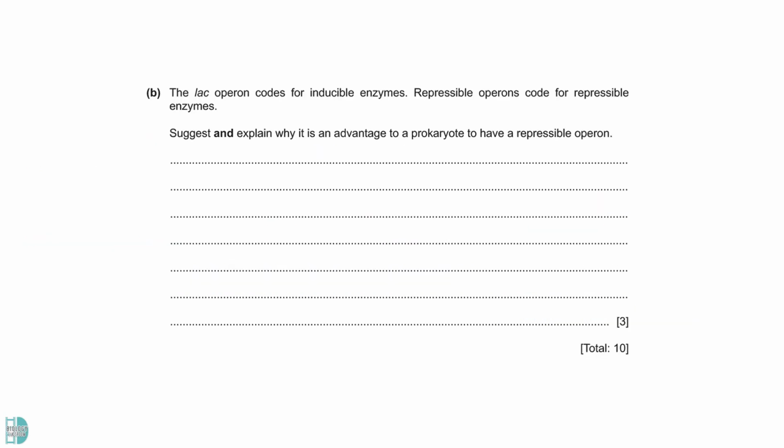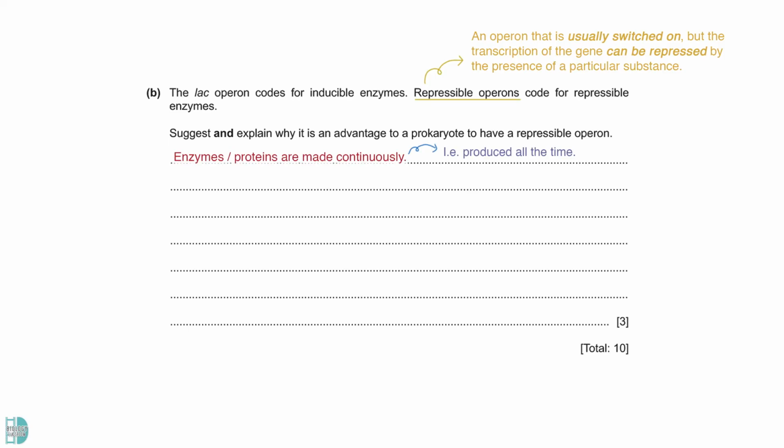B. Suggest and explain why it is an advantage to a prokaryote to have a repressible operon. Repressible operons refers to an operon that is usually switched on, but the transcription of the gene can be repressed by the presence of a particular substance. This means the enzymes or proteins coded by the structural genes are being synthesized continuously. These enzymes or proteins are the essential ones which are needed for the cell almost all the time.